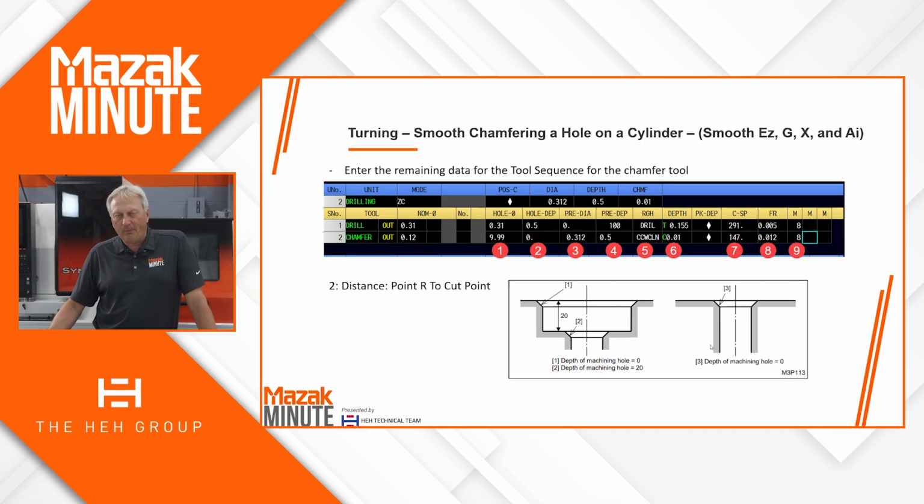The second item is going to be the distance. If I'm chamfering down inside the counter bore, this is going to be what that distance down is. If I'm chamfering at the top of the counter bore, you can see that the depth is 0, as well as on the right side when there was no interference, the depth of the machine hole would be 0, which is that top face.